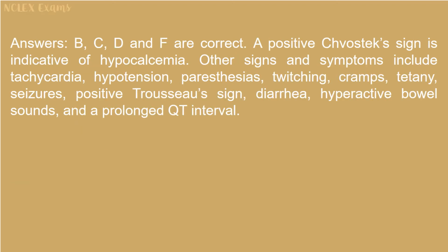Answers B, C, D and F are correct. A positive Chvostek's sign is indicative of hypocalcemia. Other signs and symptoms include tachycardia, hypertension, paresthesias, twitching, cramps, tetany, seizures, positive Trousseau's sign, diarrhea, hyperactive bowel sounds, and a prolonged QT interval.